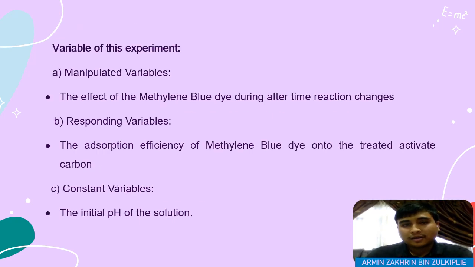For the next slide, our manipulated variable is the effect of the methylene blue dye contact time change, the responding variable is the adsorption efficiency of methylene blue dye onto the treated activated carbon, and the constant variable is the initial pH of the solution.